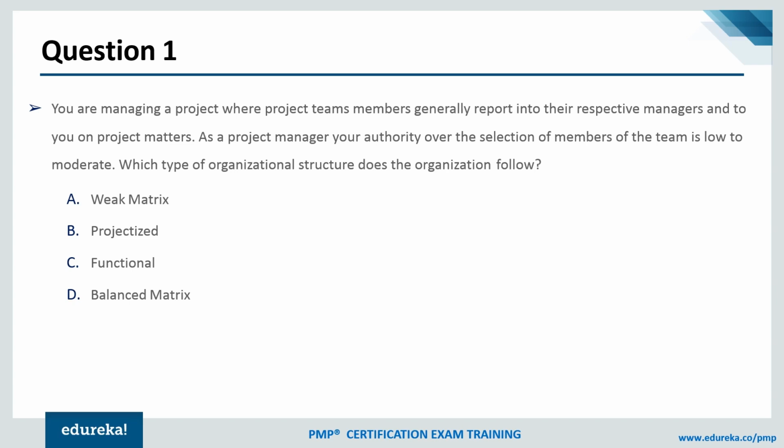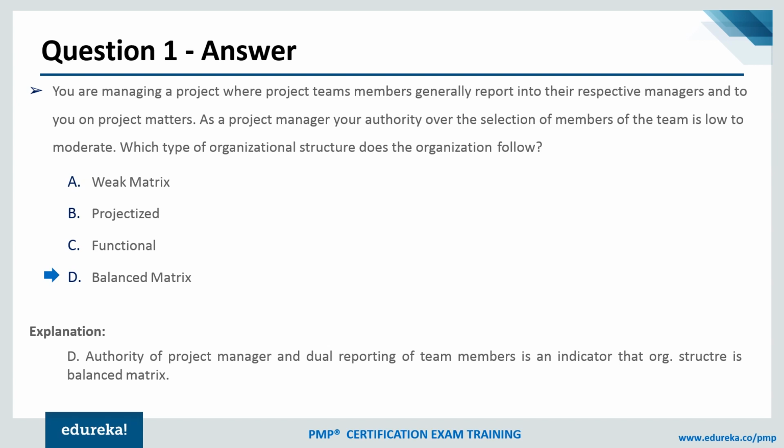So let us look at the correct answer here. The only word which I'm going to pay attention to is your authority is low to moderate. So low to moderate is which type of organization structure? It's a balanced matrix organization. Clear? I'm sorry, this arrow is a little bit offset, but the correct option is D. Correct answer is D here. And if everyone is clear with this, no questions, let us move on to the next question.